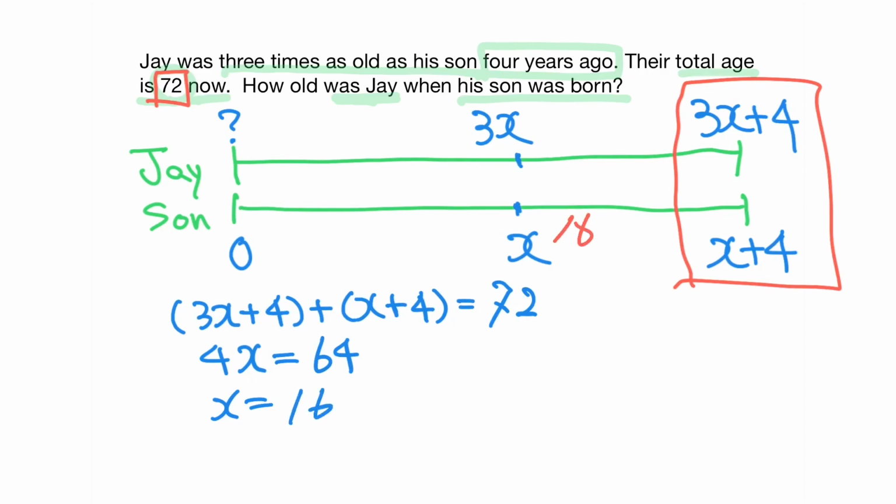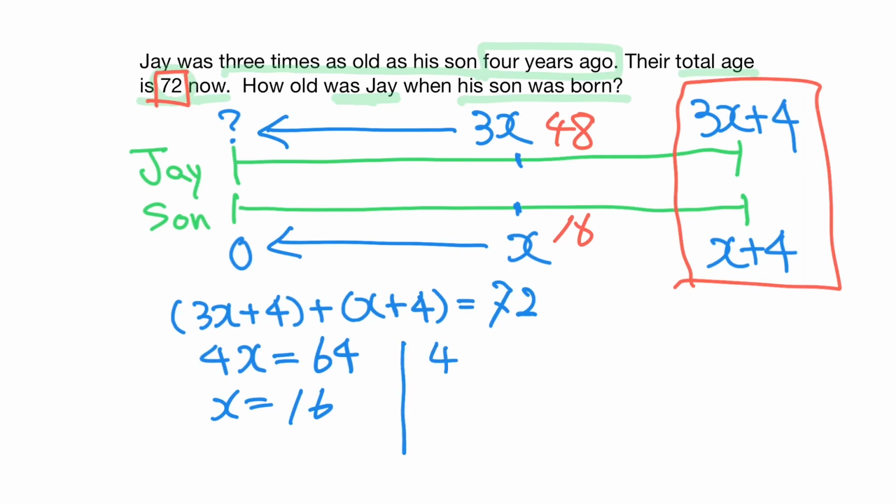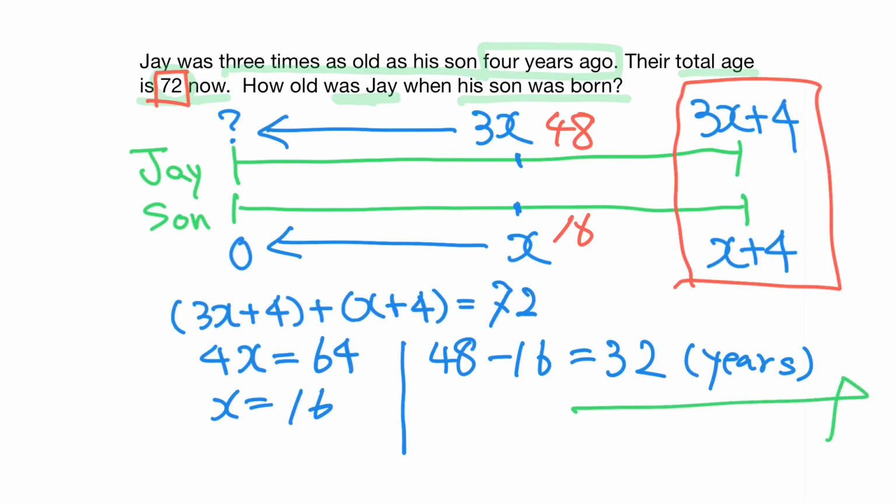Four years ago, J's son was 16. J was 3 times 16, J was 48. How old was J when his son was born? It's easy. When his son was born, J was 48 minus 16, 32 years old. This is the answer.